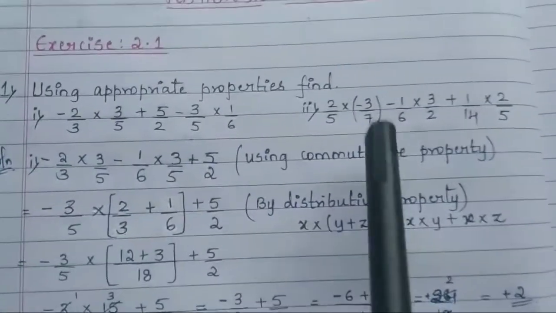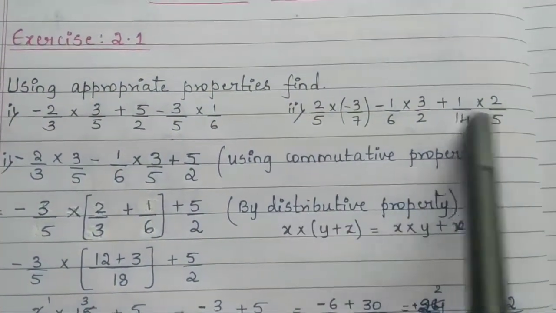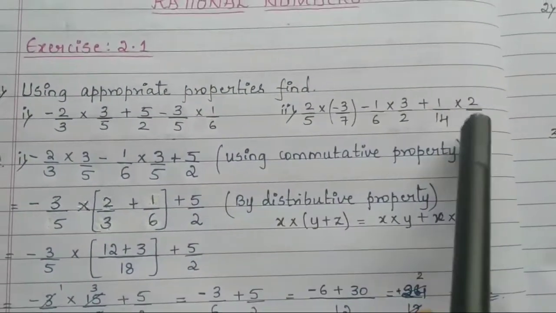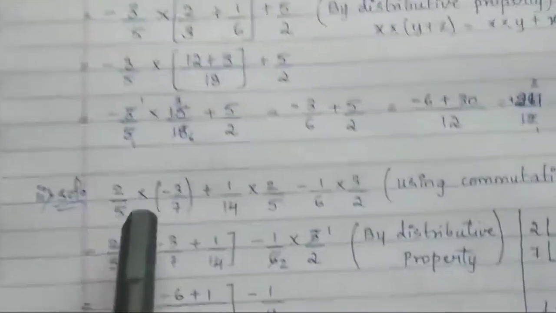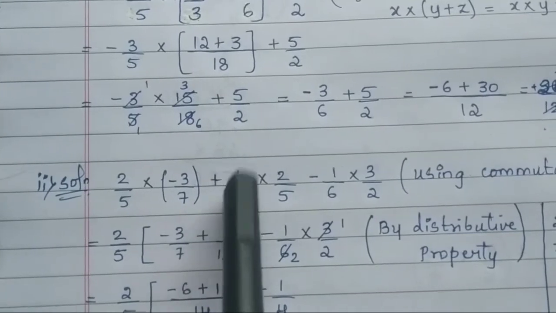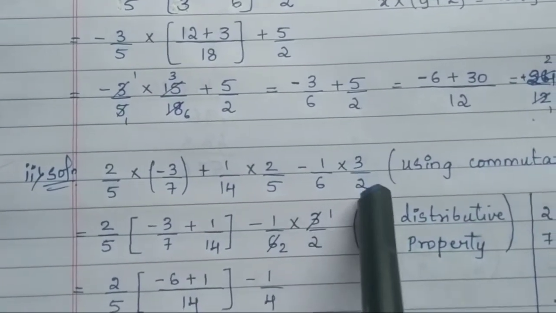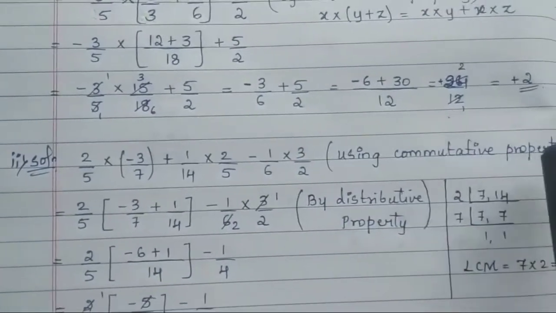So as you can see here, even here we have 2 by 5 as a common factor with a multiplication sign. So what we can do is group this on one side first: 2 by 5 into minus 3 by 7 plus 1 by 14 into 2 by 5 minus 1 by 6 into 3 by 2. This we have done using the commutative property.